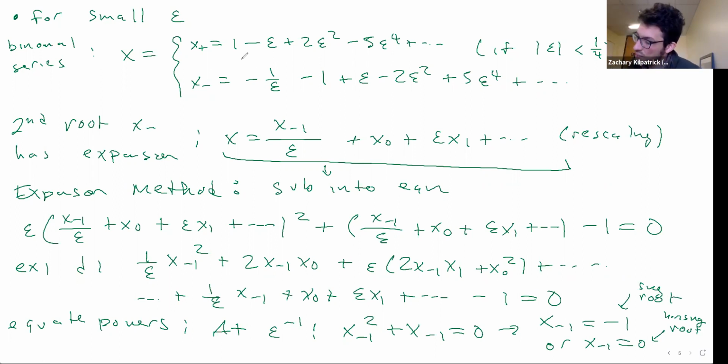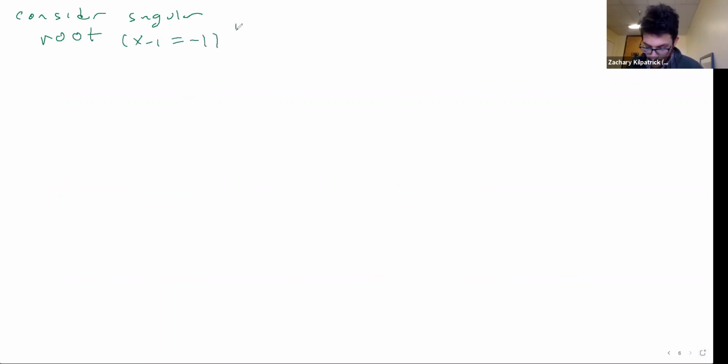Remember, in this expansion up here, this one does not have a 1 over epsilon term in it. That's our non-singular root. This one does. That's our singular root. If we want to explore the singular root, we would start with this and start climbing up the hierarchy, okay? So then I'll circle back to this at the beginning of next class. But the idea is that if we consider the singular root now, in other words, x -1 equals -1.